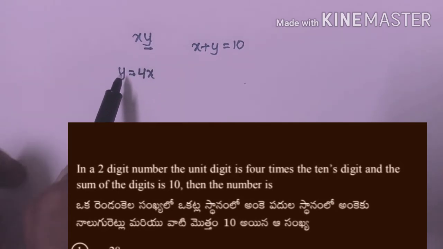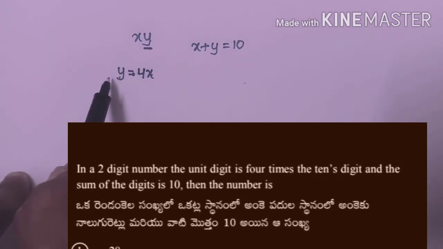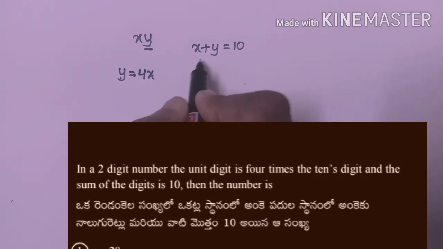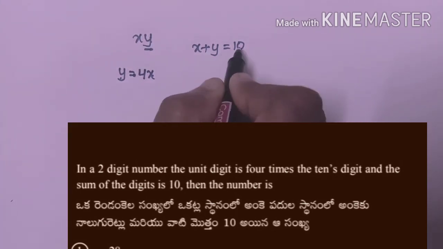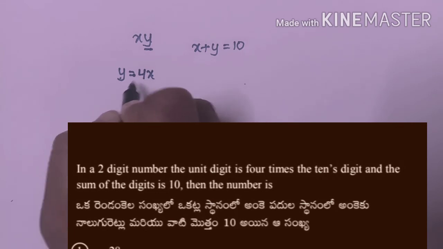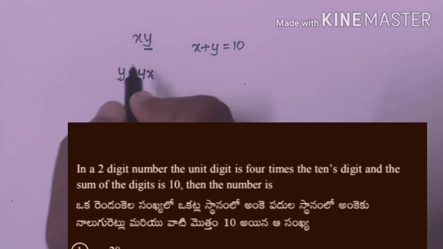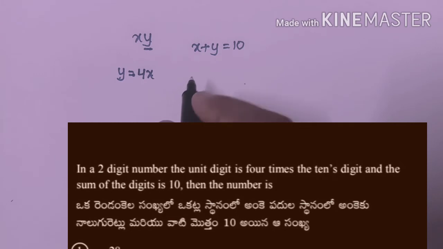Given that units digit is equal to 4 times its tens digit, that is y is equal to 4x. And also given that sum of the digits is equal to 10, that is x plus y is equal to 10. So x plus y is equal to 10, y is equal to 4x. We have two conditions there. Now what is the number? We want to find the number xy.